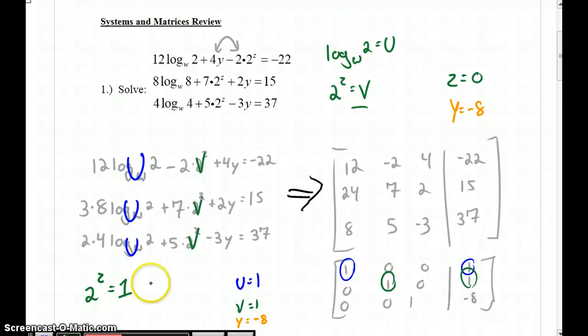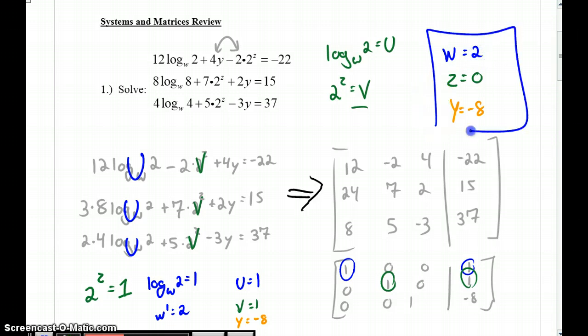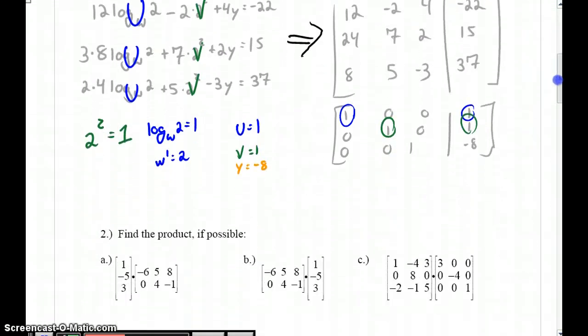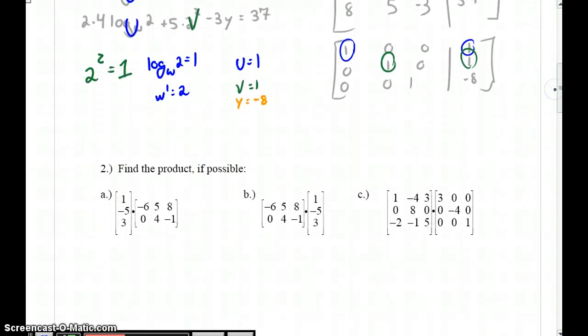The other one, log base w of 2 equals u, which is 1. So the base is w to the first power equals 2. If w to the first power equals 2, then w must equal 2. w is 2, z is 0, y is negative 8. Let's go on to the last ones.